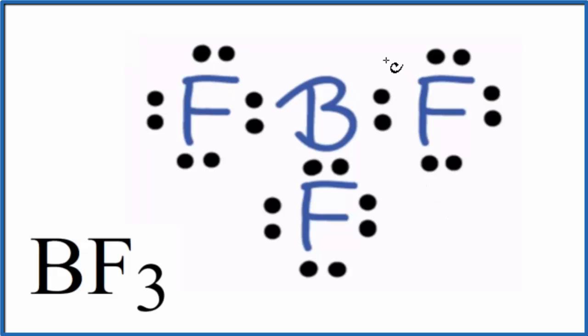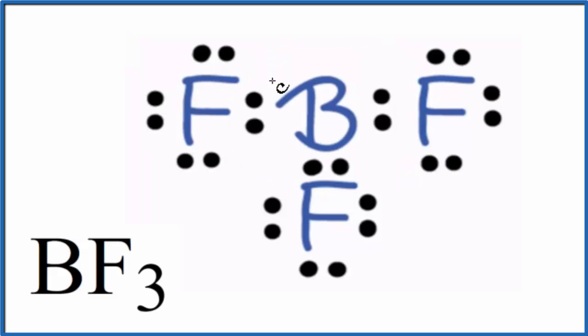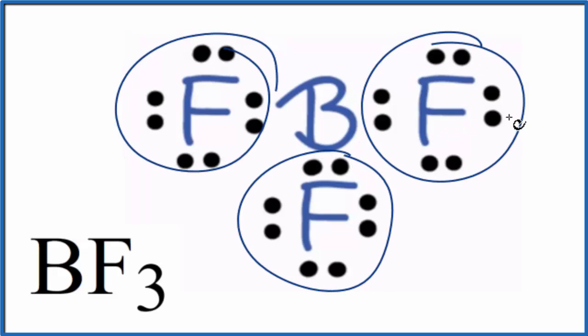And you probably notice right away that the central boron atom only has 6 valence electrons around it. But that's okay because boron is an exception to the octet rule. It can have 6 electrons and be stable. If we think about the atoms around the central boron atom, we have 1, 2, 3 fluorine atoms. Each one has an octet.